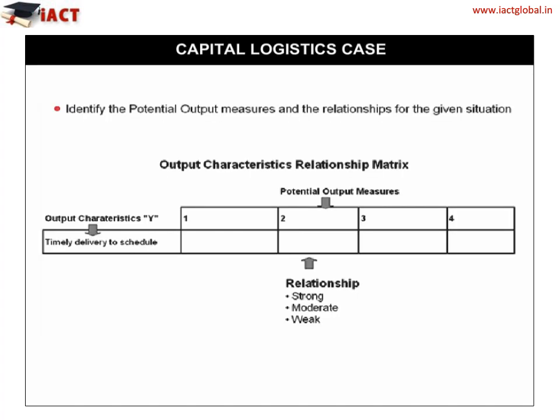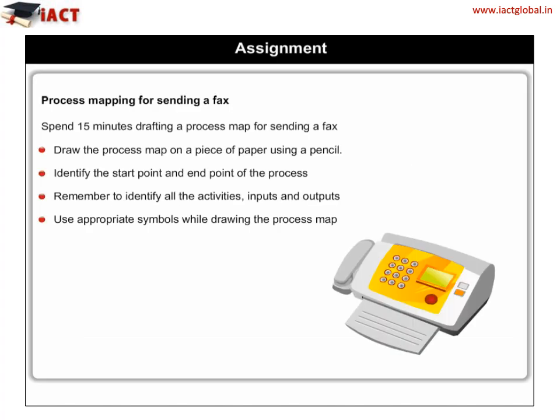CAPS Logistics case. Refer back to the previous CAPS Logistics case. For an output indicator which is timely delivery as per schedule, what can be 4 potential output measures? Also, rate the relationship for each of the output measures as strong, moderate, or weak. For instance, on time, yes or no, can be a potential output measure which will have a strong relationship. Can you think of the others?